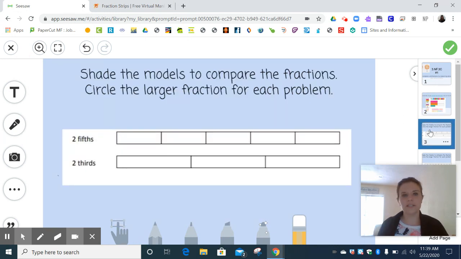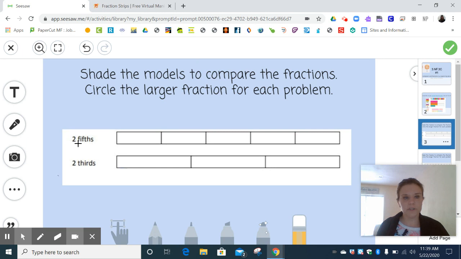We're just going to do one together today. And then what I would like you to do is to do the rest of the slides so that you can start looking at different fraction sizes and think about what is bigger and what is smaller after you use these models. So you'll notice there are fraction bars right on the page. The directions say shade the models to compare the fractions. Circle the larger fraction for each problem.